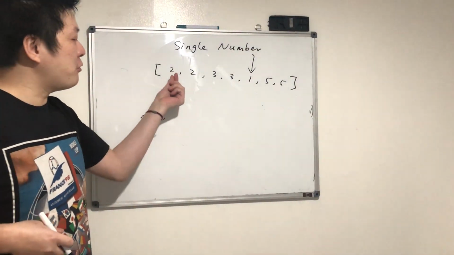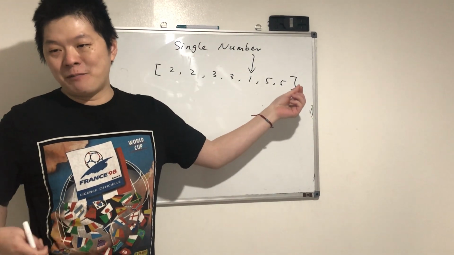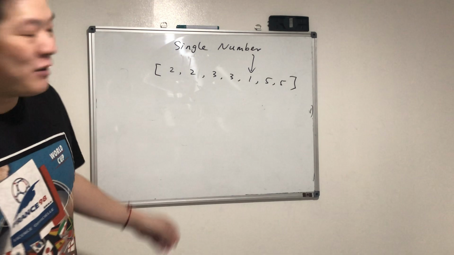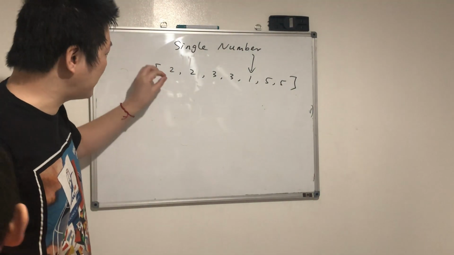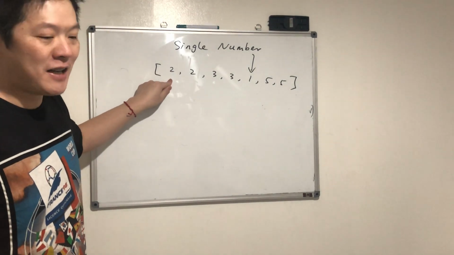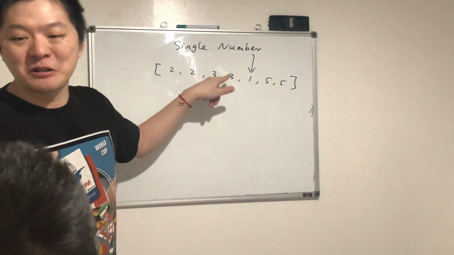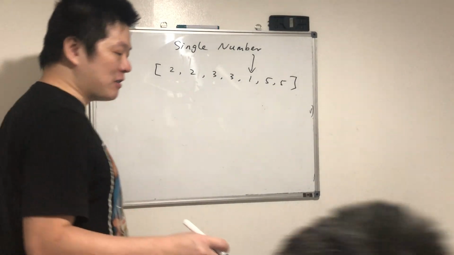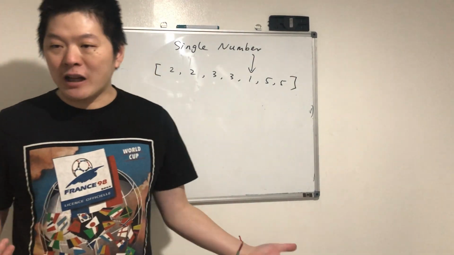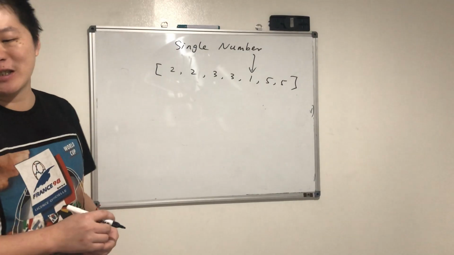Basically you iterate the numbers and check if it appears more than once. You just check, like, look, you have one, two, you are now looking at two, and then you check the rest. Okay, so this can work. So what's the time complexity?